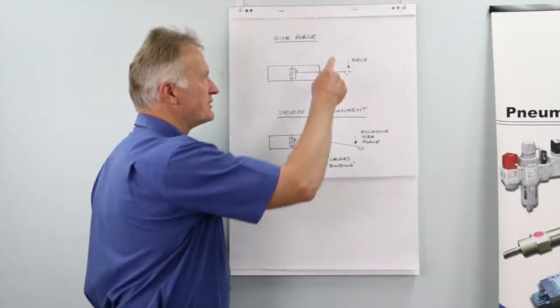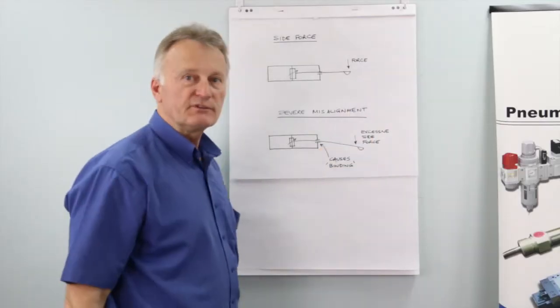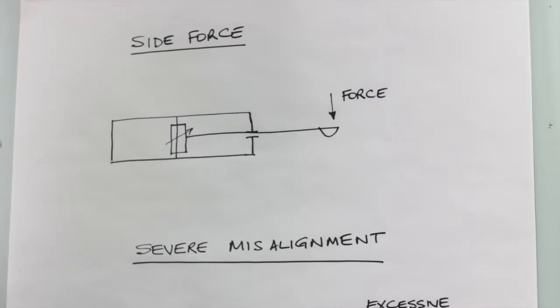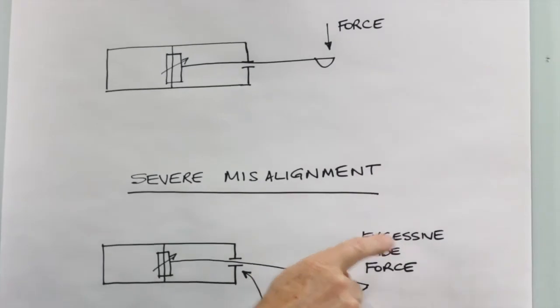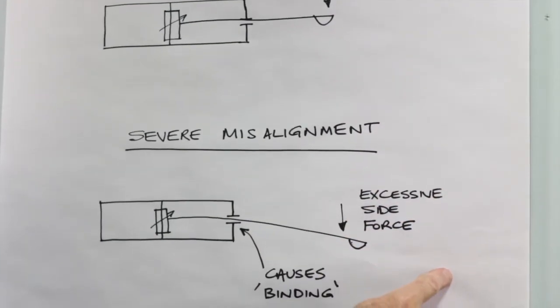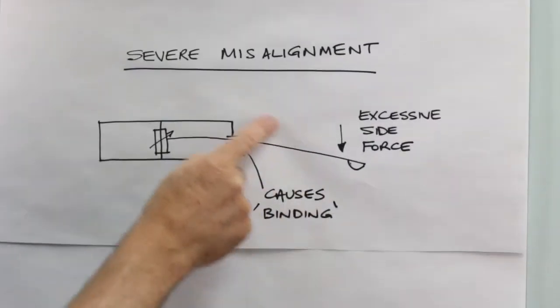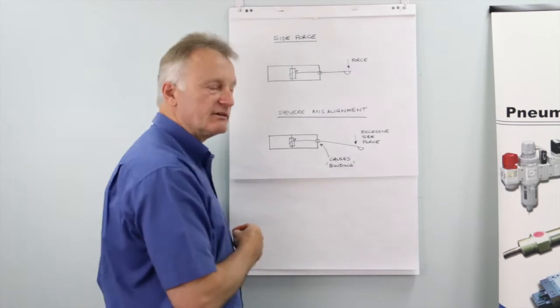An air cylinder is designed to take a certain amount of side force or side loading, up to 15% of the thrust of the cylinder, depending on stroke. But over a period of time we can get wear and tear of componentry, and we can get misalignment, where an excessive side force is now applied to the piston rod. This can cause binding around the neck area, and can also cause wear in this area as well.